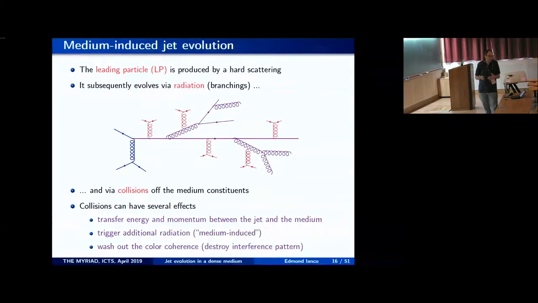hard event there. It has less intensity, but it's still an acceleration. So it's a random kick, and this kick can trigger radiation. And because of that, there is additional radiation in the medium, which is called medium-induced, as opposed to the same jet in the vacuum. And there is another more subtle property, which has to do with color coherence, with the interference effect, and I will discuss that later.